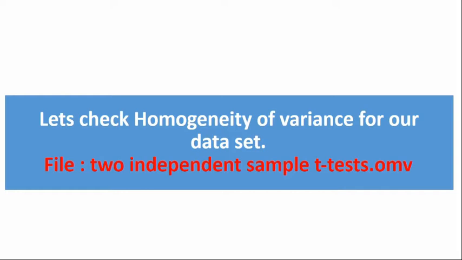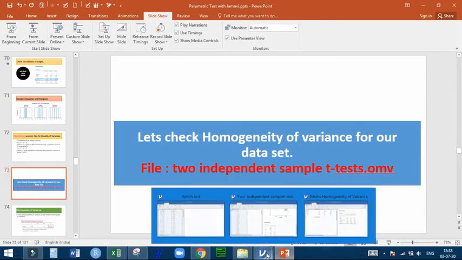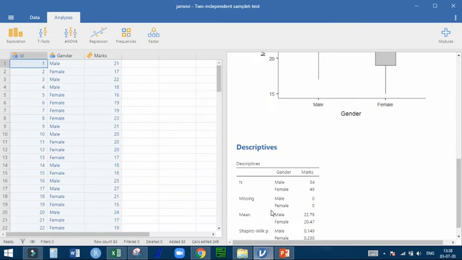Let's check the homogeneity of variance for our data set. File 2 independent sample t-test, homogeneity. Here I will open this file. To check the homogeneity of variance, the test of equality of variance, click on analysis. In analysis, t-test, in t-test, independent sample t-test.